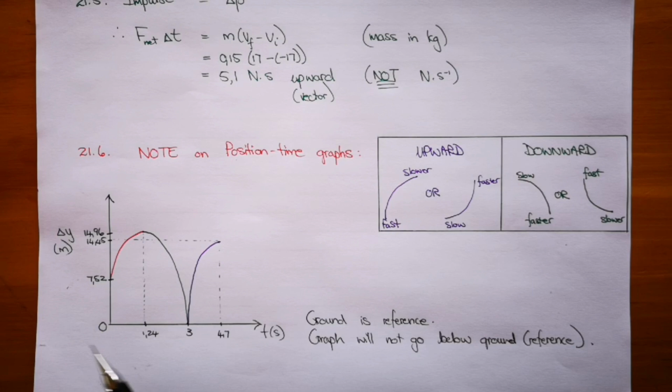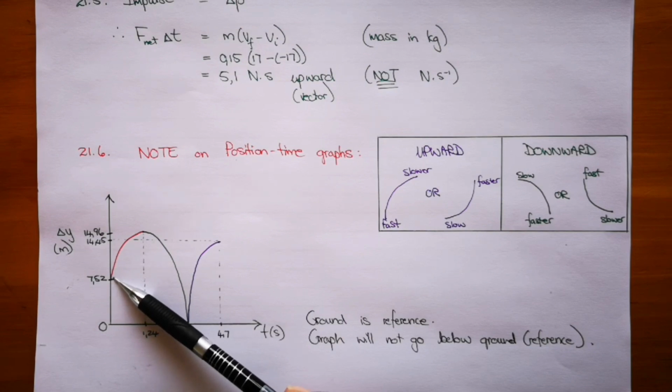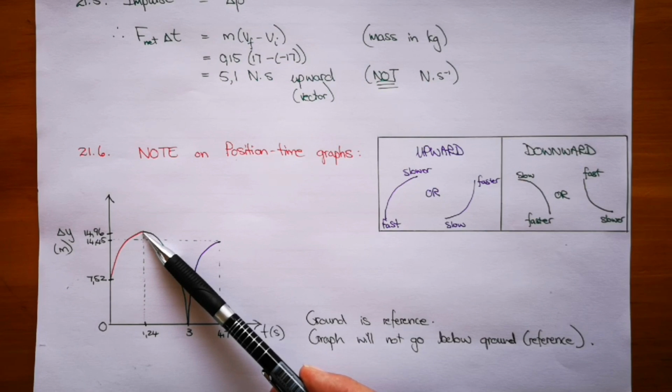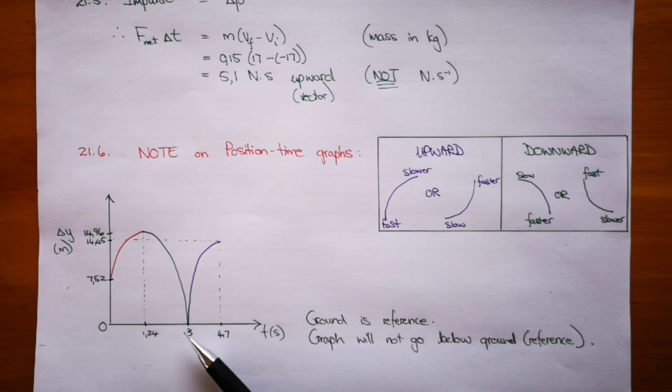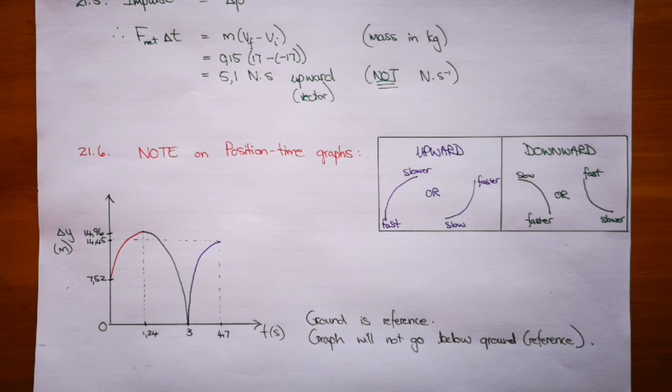As I mentioned, we need those previous values that we calculated. The ball is going to leave from a height of 7.52, that was the height of the platform. It goes up to 14.96. We actually calculated that in question 21.4.1. It comes down after 3 seconds, it bounces, and then it goes up to a height of 14.45, which you calculated in 21.4.2.